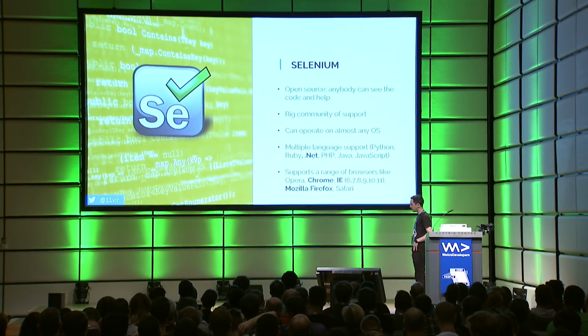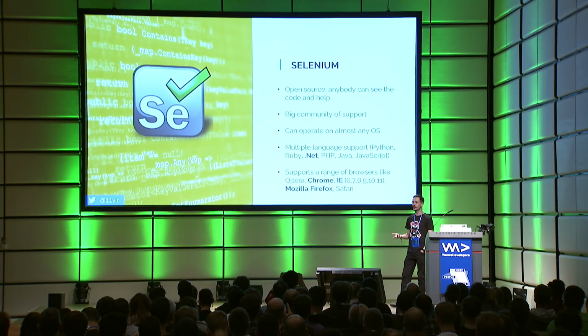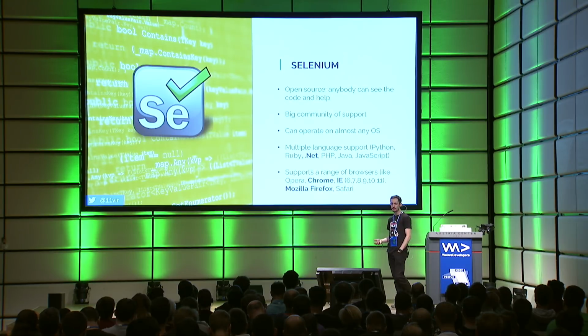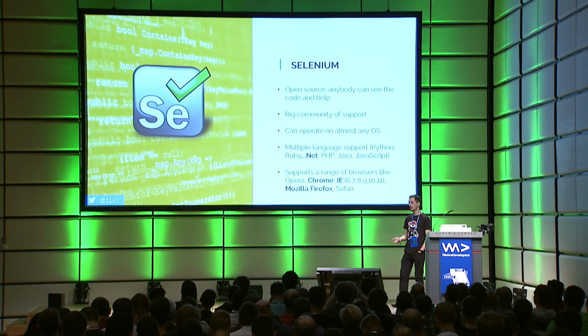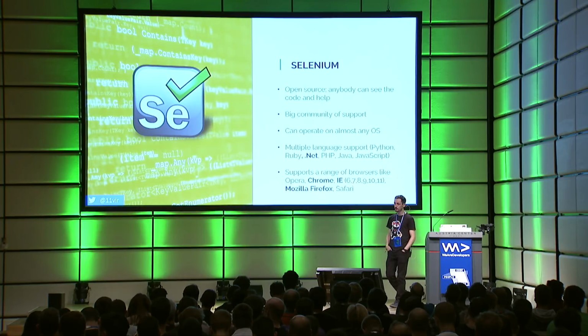So for us, it was a popular choice amongst the team because it's open source, so we can see exactly what the code is doing. If we want to do a pull request or we want to make some changes, we can. There's a big community of support as well, so if we get stuck with something or the developers don't have time to support testers, then they can go online, they can go on GitHub, and try and get some support. You can operate on almost any operating system. The main thing for us is the multiple language support.